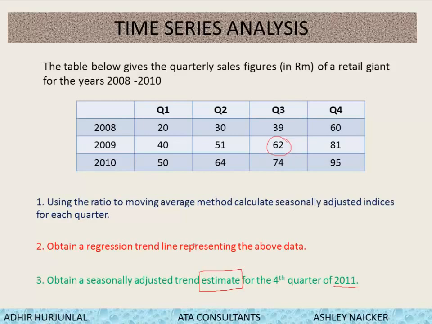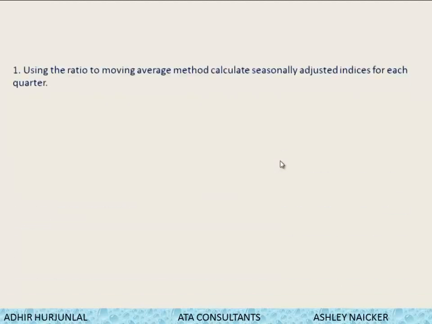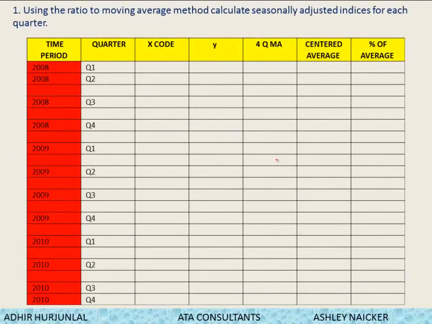Now in order to begin, I'm going to go back to the table. Quarter 1 of 2008, 20; quarter 2, 30; quarter 3 of 2008, 39; quarter 4 of 2008, 60. I am simply going to transcribe these figures onto my next table. And the next table is something that you have to know. I have the time period with my years. I have quarter 1, quarter 2, quarter 3, quarter 4, 2009 beginning with the quarters again, and 2010 beginning with the 4 quarters again.